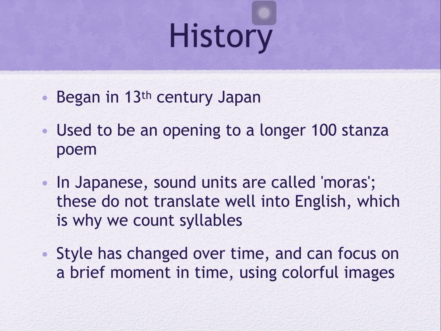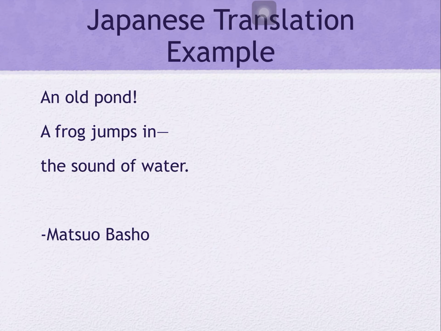The style of haikus has changed over time, and usually haikus focus on a brief moment in time, and they use colorful imagery to convey whatever it is they're talking about. So this is an example of a haiku that was written in Japanese and then was translated into English. Okay, so I'm going to read it one time through and then we'll count the syllables. An old pond. A frog jumps in, the sound of water, by Matsuo Basho.